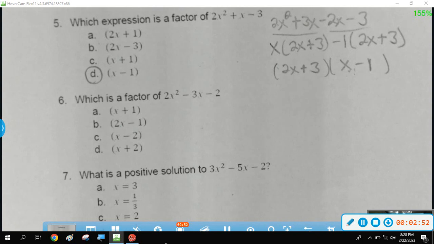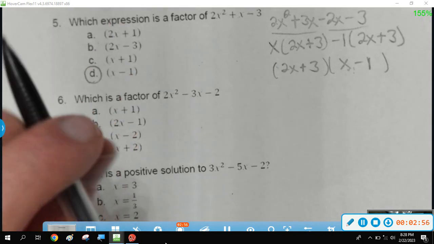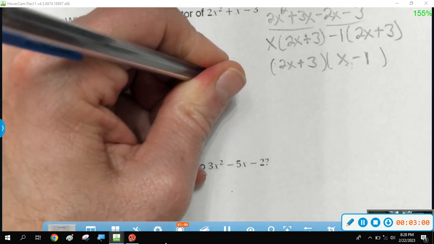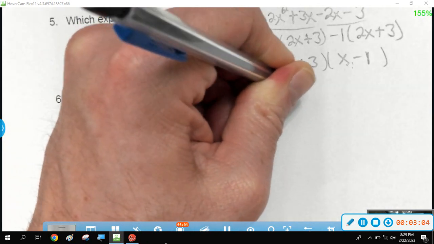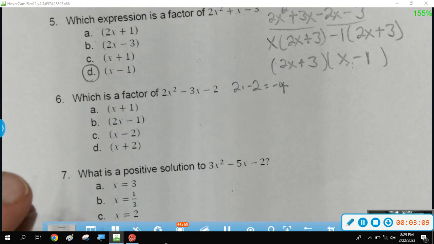2x squared minus 3x minus 2. Once again, AC method comes to mind. I need 2 times negative 2. 2 times negative 2 is negative 4. So I need two numbers to multiply together to make negative 4, but at the same time, they combine in the middle or subtract to make a negative 3. And so the two such numbers that I'm looking for here in this case are negative 4 and 1.